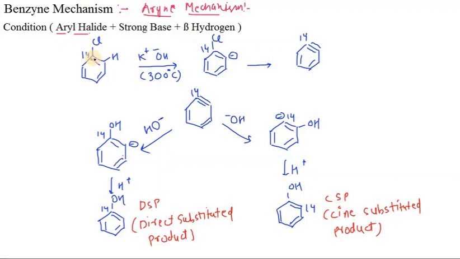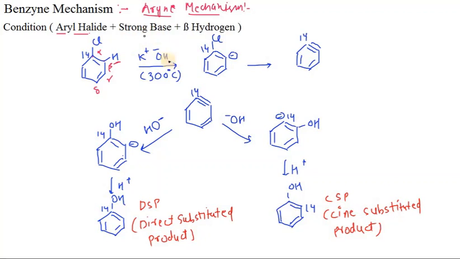This is the alpha carbon, the carbon directly attached to the halide, this is the beta carbon, this is the gamma carbon, this is the delta carbon, and so on, we give names according to the Greek alphabet. Now the carbon next to the carbon directly attached to the halogen is known as the beta carbon, and the hydrogen on it is known as beta hydrogen.